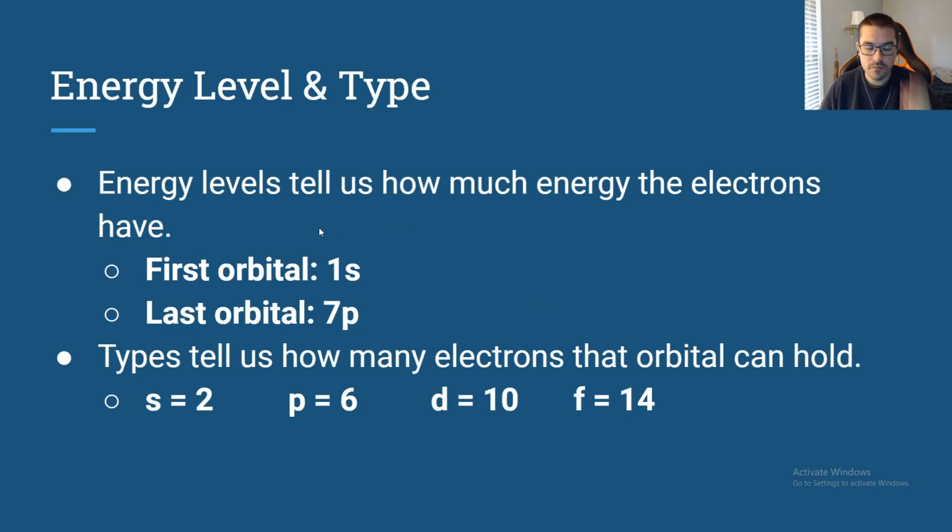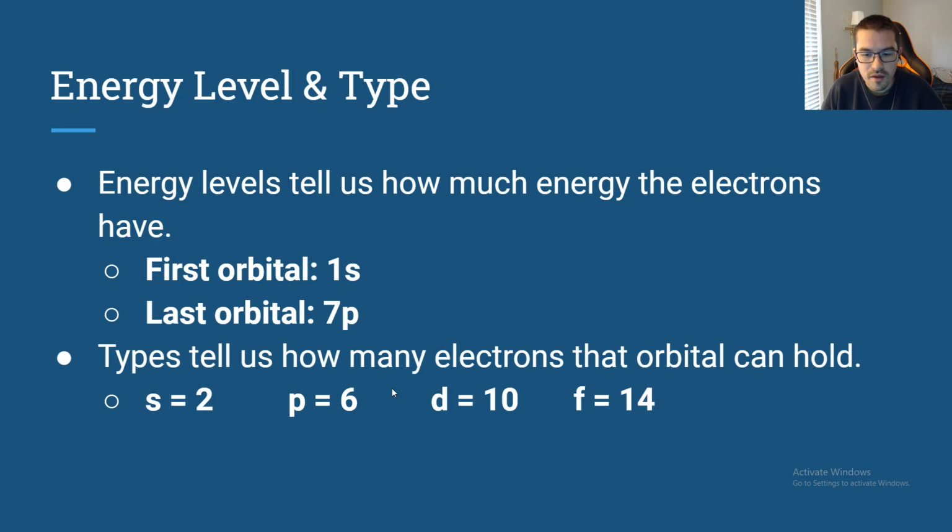The energy level, the number out front of the orbital, tells us approximately how much energy the electrons have. The first orbital is your lowest energy orbital, the 1s orbital. The last orbital, or the highest energy orbital, is 7p. This is not super important. It basically just tells us where we're going to start and where we're going to end.